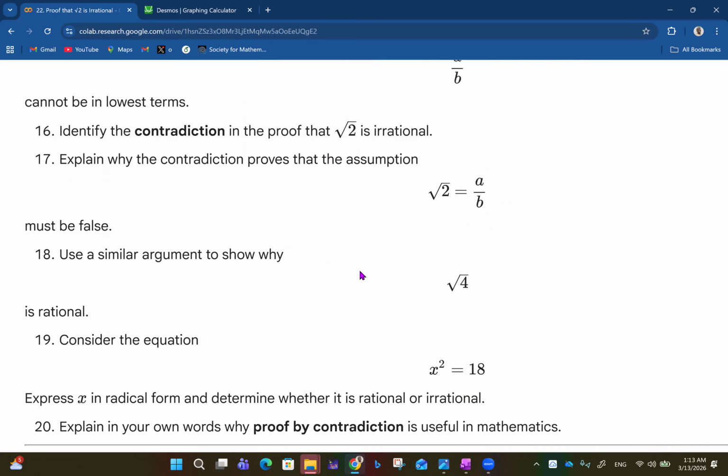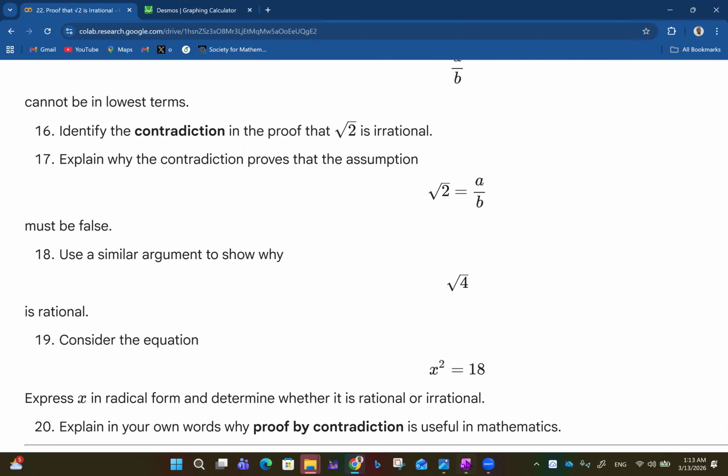So using a similar argument, show why root 4 is rational. Of course, root 4 is rational because if you do it for root 4, you're going to have a over b, and a and b are even, so whatever that is. And that actually makes sense. So I mean, you can express root 4, which is equal to 2, as a rational number. That's all I'm saying, because you can say 2.